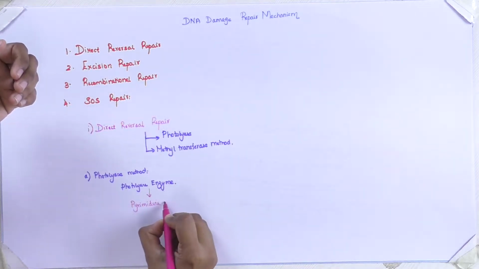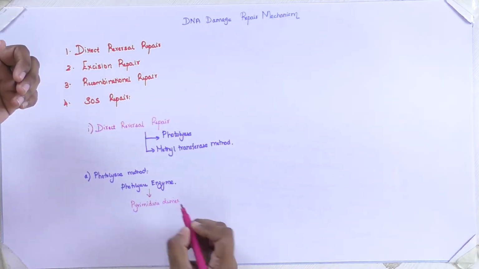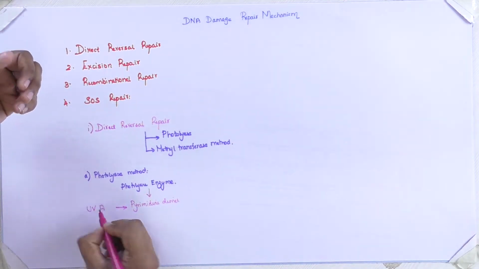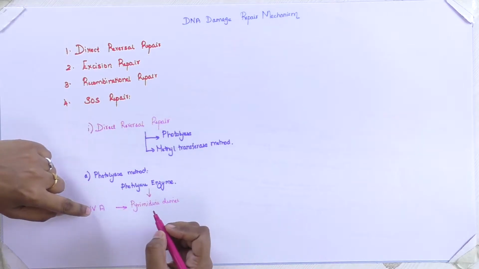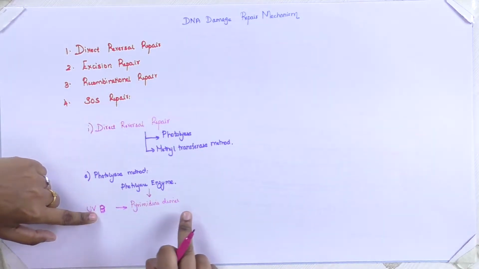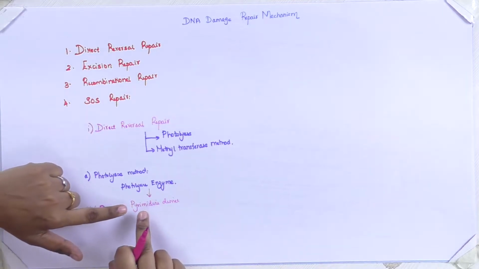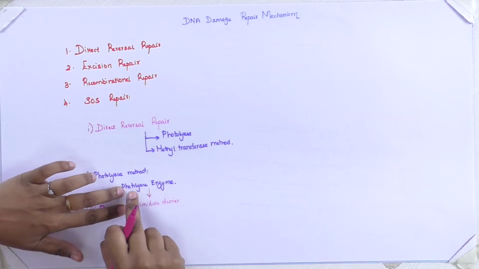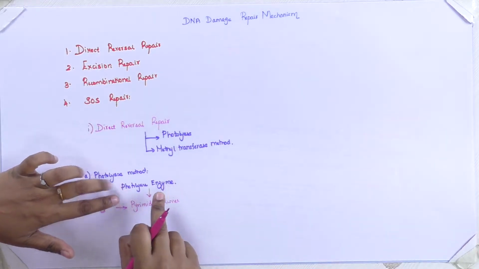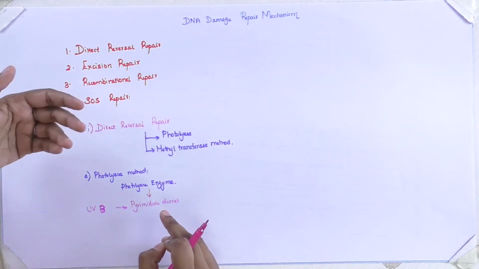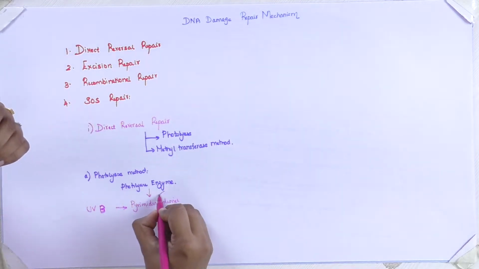This pyrimidine dimer is formed in the presence of UV light. You can take UVA light, I am taking it as UVA light, and UVB light. The UVB light will form a pyrimidine dimer. The pyrimidine dimer which is formed within the DNA is repaired by the photolyase enzyme. This photolyase enzyme is present in the body, but it gets activated only in the presence of visible light.